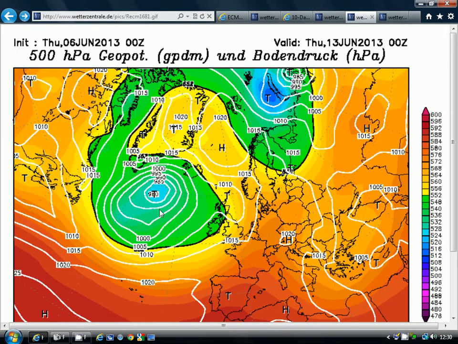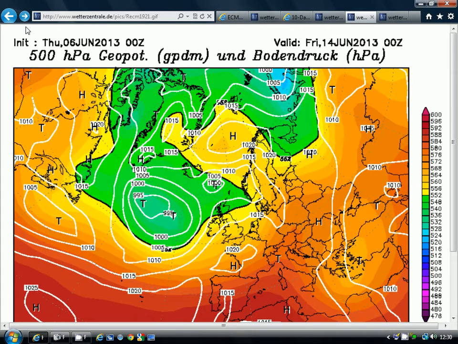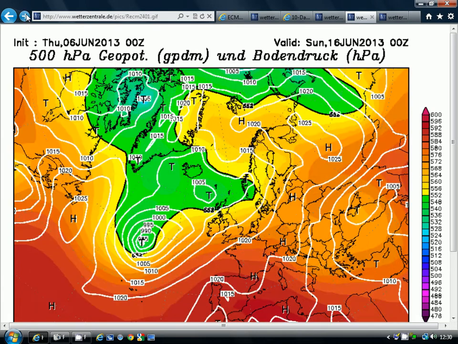What does the ECMWF do? Well, it brings some energy through as we go into Thursday the 13th. This is probably wetter for the north and west, perhaps not too wet in the south and the southeast. And then we're building a bit of a ridge there across northern parts of France, still unsettled and low pressure dominating in the north.